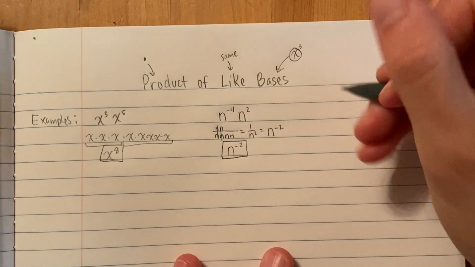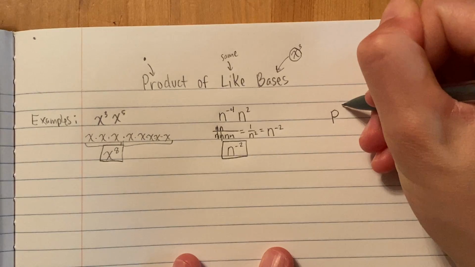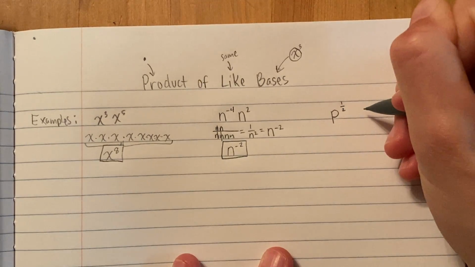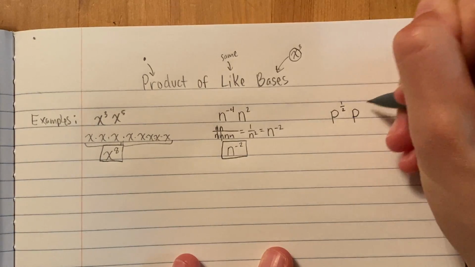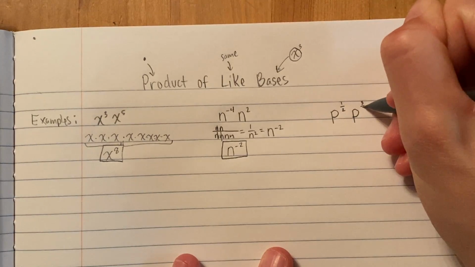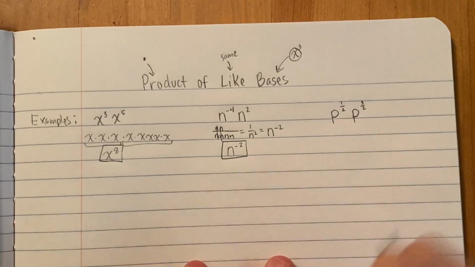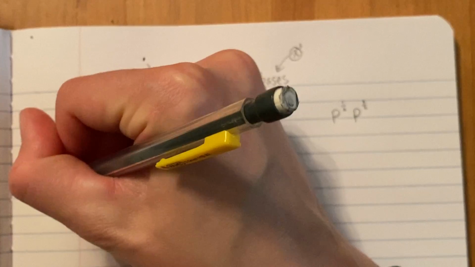Okay, now there's one more example. And here, in order to do this one, we're going to really have to make some observations first. So here, this is p to the 1/2 power times p to the 3/2 power. How do I write this? Okay, here's the thing. Let's observe.